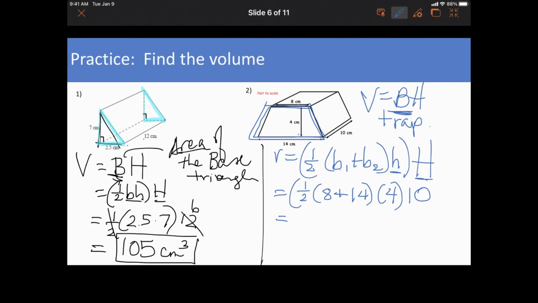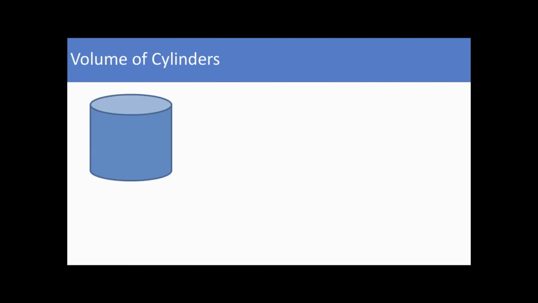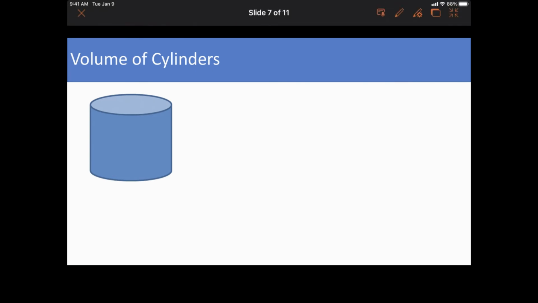Okay, so I have 440 centimeters cubed. Next shape, volume of cylinders. So what about a cylinder? What do we know? My base is a circle. Right, so I have that.